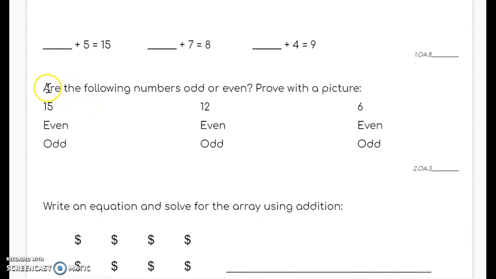For our next section, it says, are the following numbers odd or even? Prove with a picture. So I have the numbers 15, 12, and 6. In the spaces next to the number, you're going to draw me a number and prove to me if it's even or odd. Remember what your teacher taught you about making pairs. Once you have proven if it's even or odd, you're going to circle the word even or odd based on your picture. So you're going to do that for 15 here, the number 12 here, and the number 6 there.